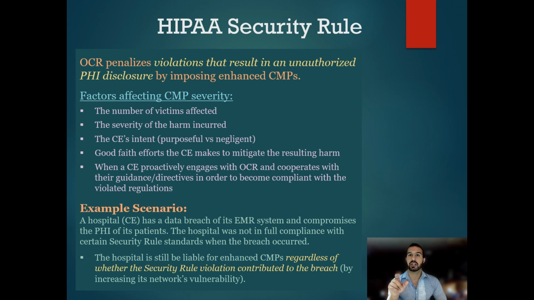So to be more specific, say the only security rule standard they were non-compliant with was a requirement to update passwords every 3 months. But they had a data breach that had nothing to do with that. This was a highly sophisticated data breach that had nothing to do with somebody just logging on using another person's password. The existence of a security rule violation that is ongoing while, say, a data breach, an unauthorized disclosure, occurs, that would result in enhanced CMPs, but not as much. A mitigating factor would be that the specific rule that they violated wasn't at all related to the data breach. The data breach meaning the unauthorized disclosure of PHI.